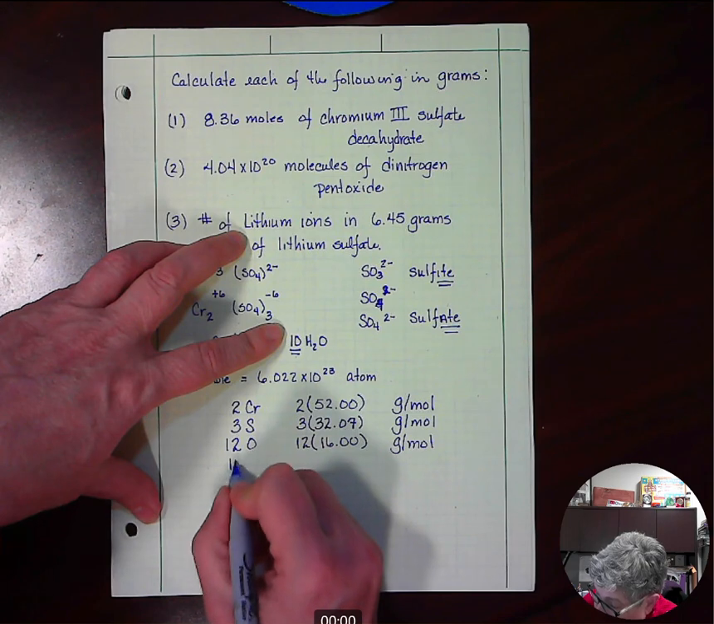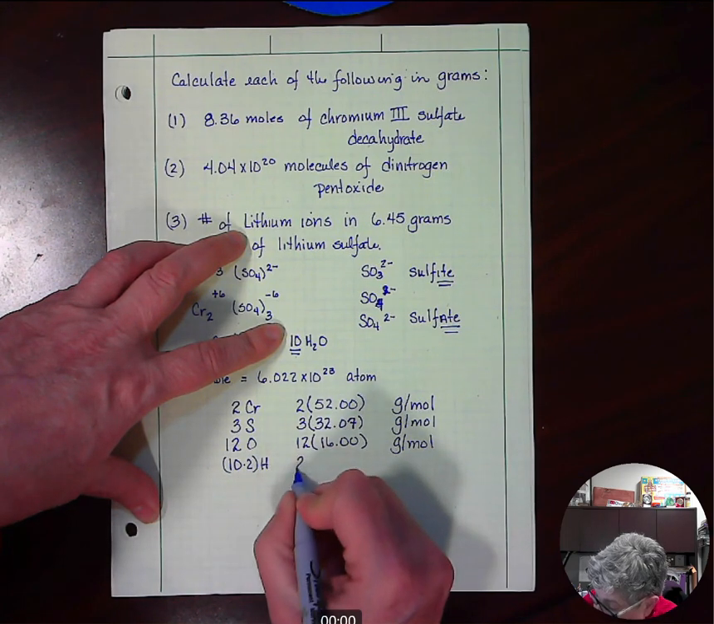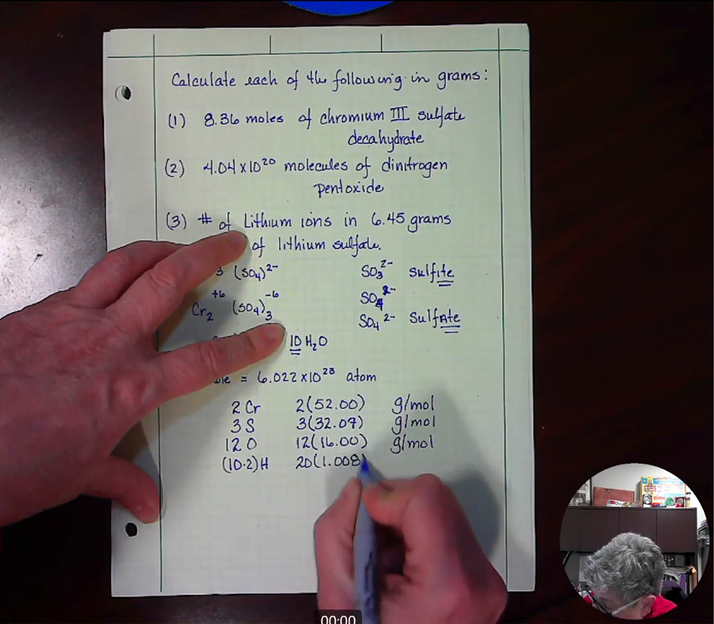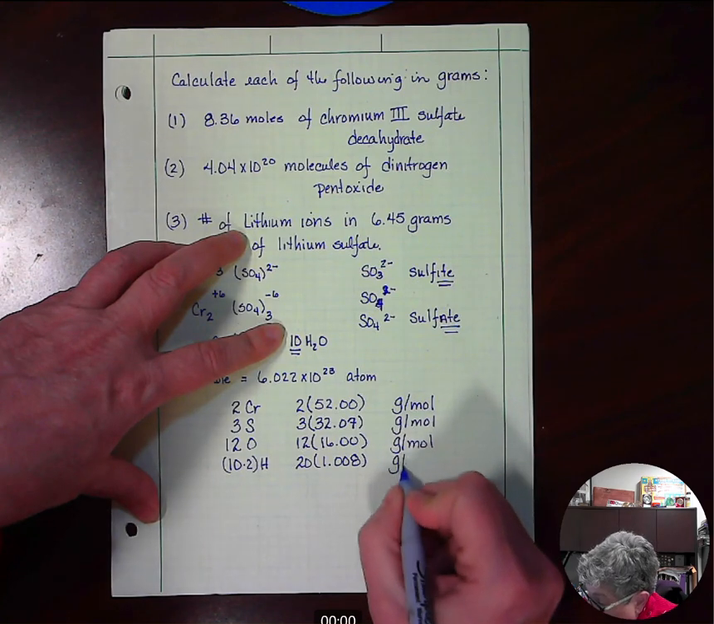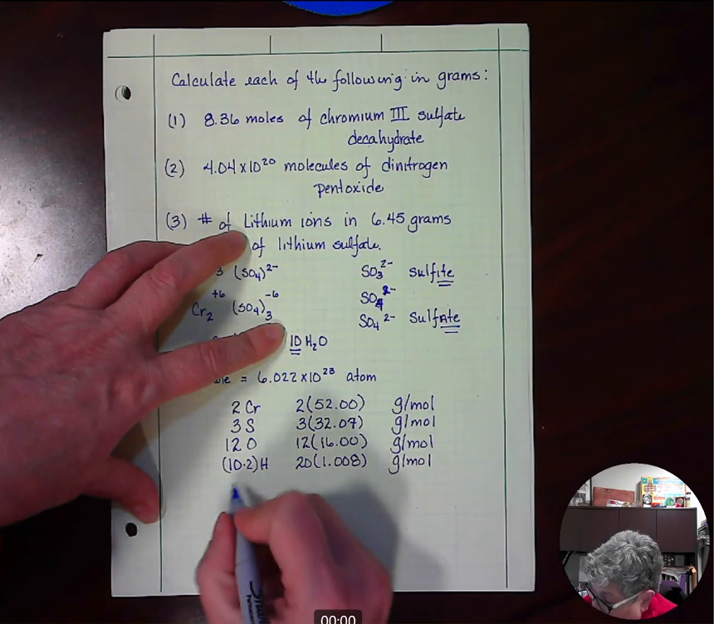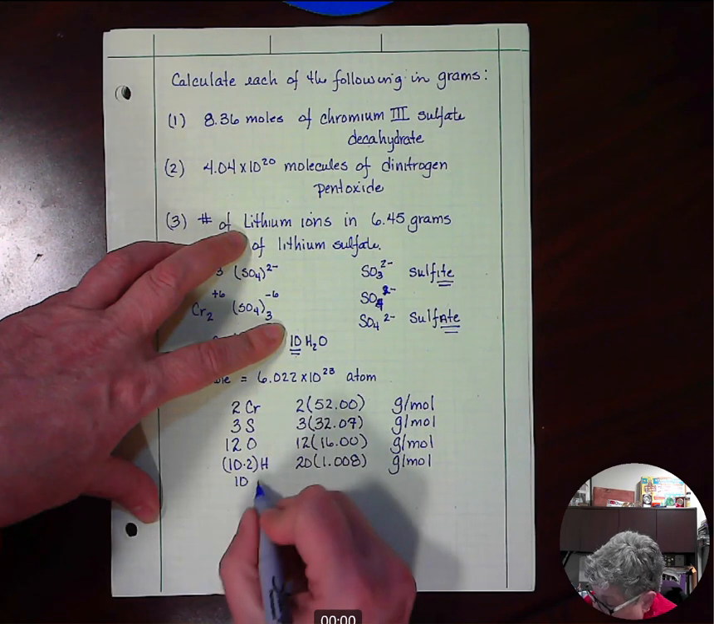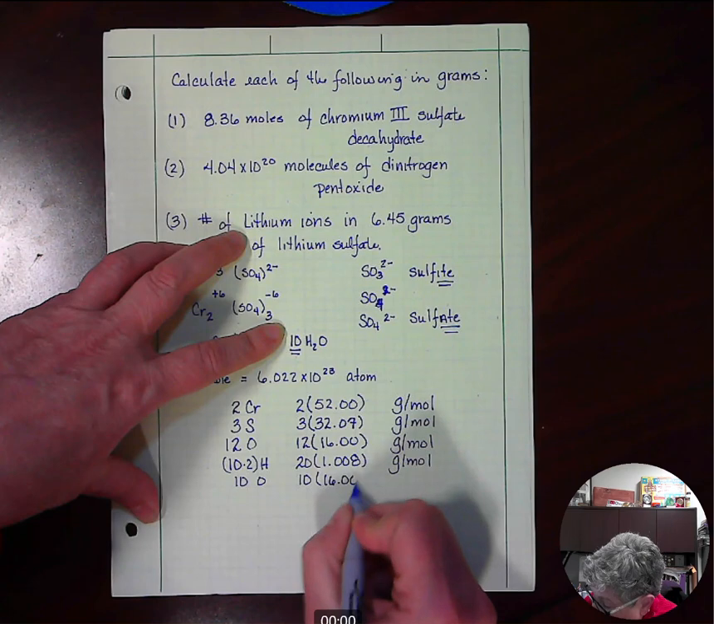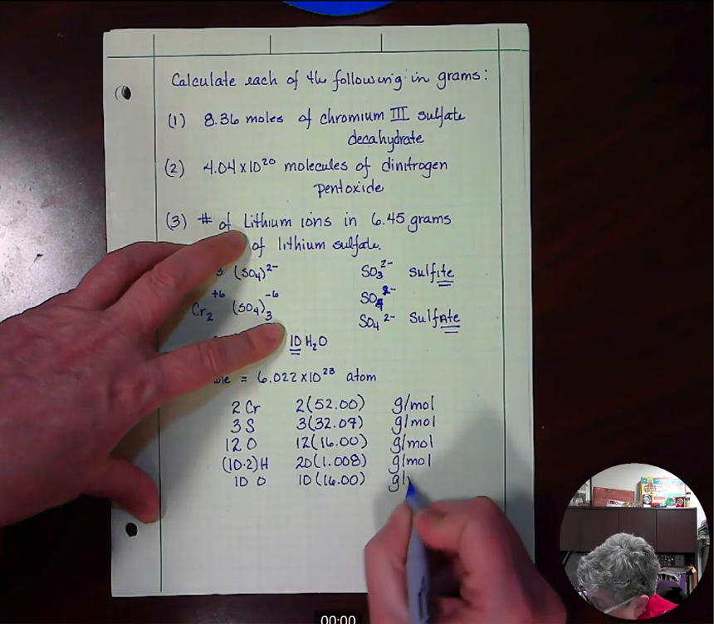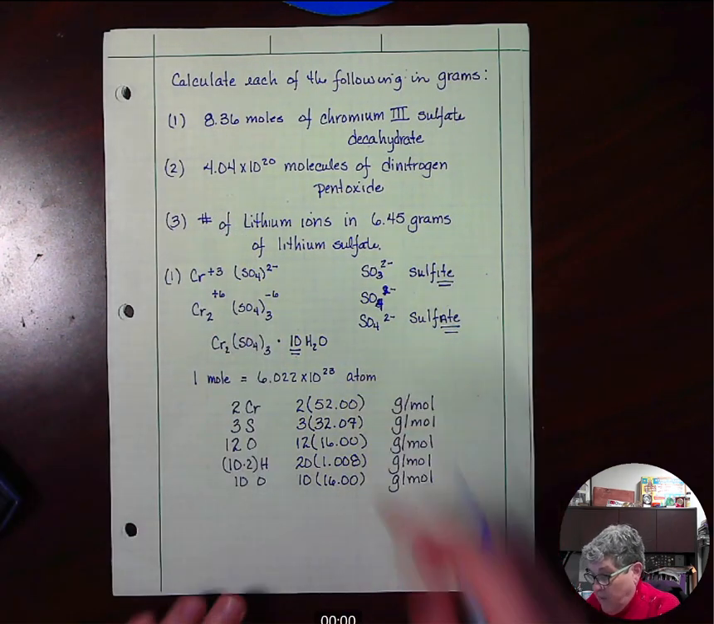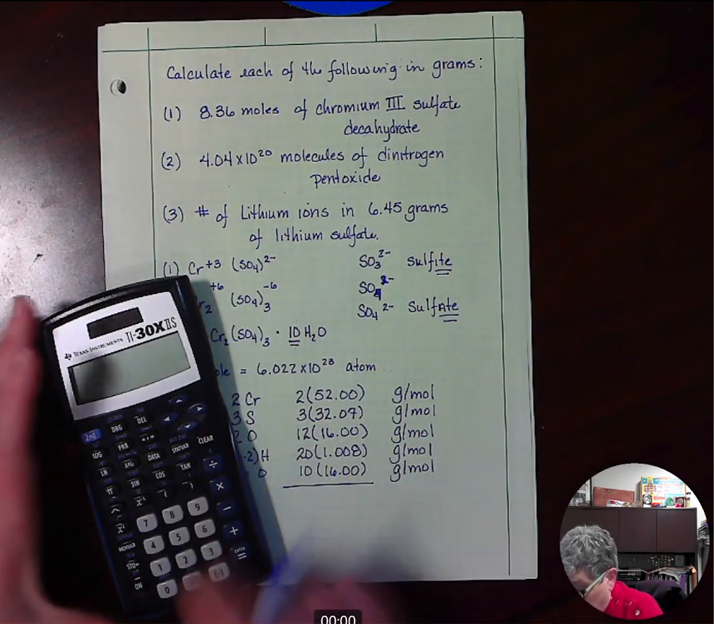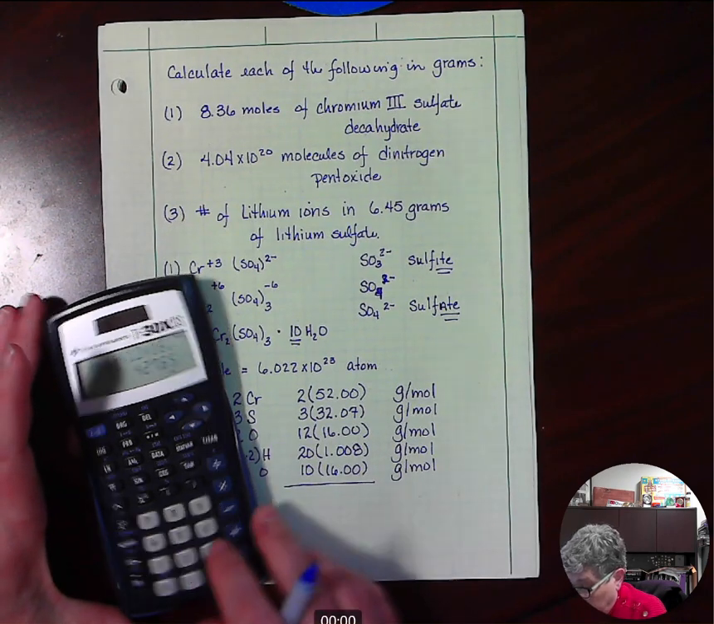So I'm going to have 10 times 2 hydrogens, which is going to be 20 hydrogens, which is 1.008. That's my grams per mole. And then I'm going to have 10 oxygens here, which is my 10 times 16.00, and that's grams per mole. So now I have all of those individuals, and I'm just going to total those up. So we can do this number here. We'll put it on my calculator.